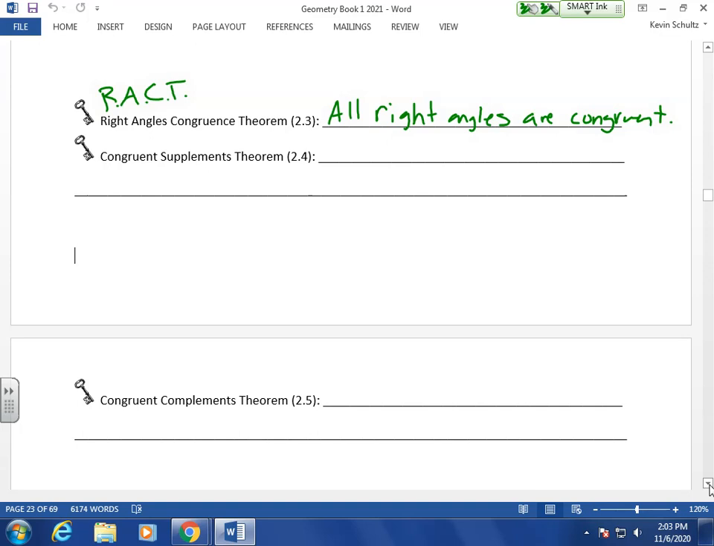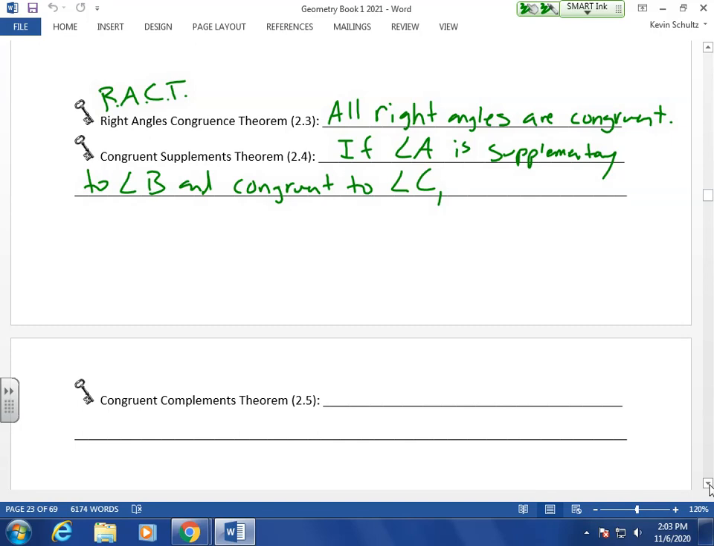The congruent supplements theorem. Okay? If angle A is supplementary to angle B and congruent to angle C, so angle A is supplementary to angle B and congruent to angle C, what does that tell us about angles B and C?